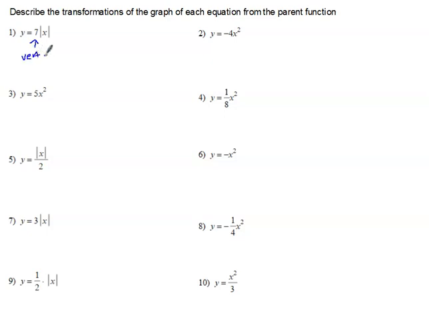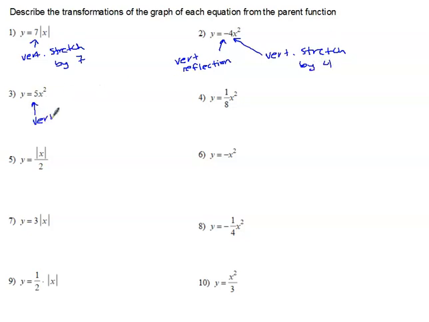Number 1 should be a vertical stretch by a factor of 7. Number 2 is negative, so that's going to be a vertical reflection. That'll flip it down. But then we're also multiplying by 4, which is a vertical stretch by 4. Number 3 would be a vertical stretch by 5. Here we're multiplying by 1/8, which means our values decrease or get smaller, so vertical shrink by 1/8.